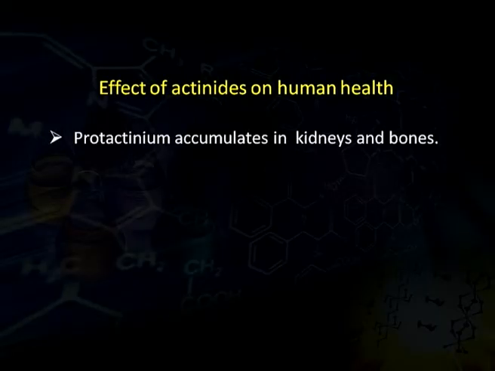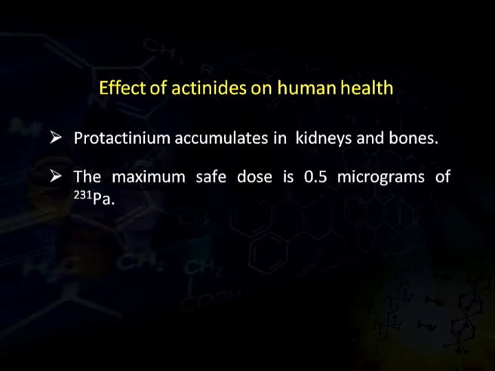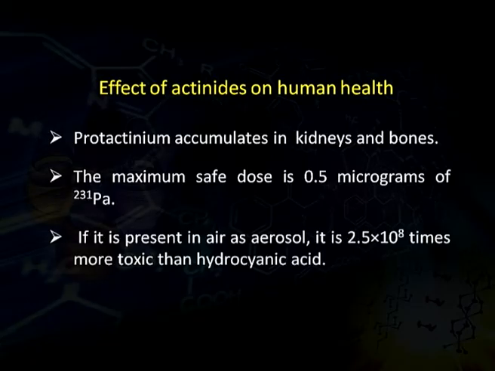Let us have a brief account of the effect of actinides on human health. Protactinium accumulates in kidney and bones. The maximum safe dose is 0.5 microgram of protactinium 231. If it is present in air as an aerosol, it is 2.5 × 10^8 times more toxic than hydrocyanic acid, HCN.